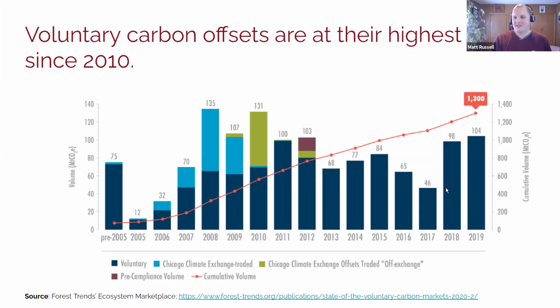But what you can see now, especially since 2017, is incredible growth, kind of back to almost some of what the levels were when the Chicago Climate Exchange existed in the voluntary carbon markets. This is a great showing of just how, in the last 2-3 years, those voluntary carbon offsets have really grown again.